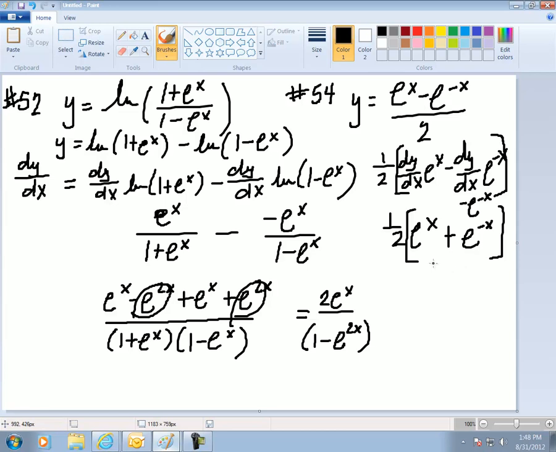Okay, I hope that helps. Do some examples of how to integrate exponentials.